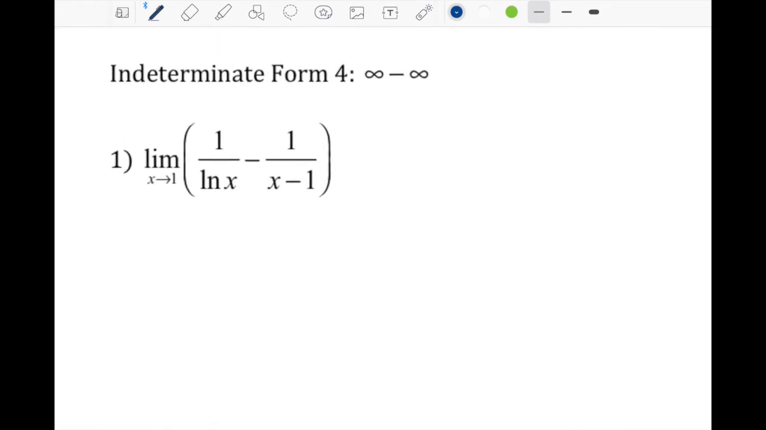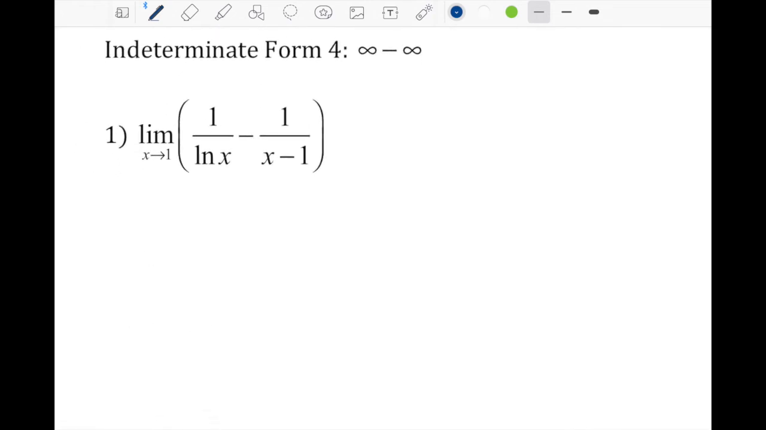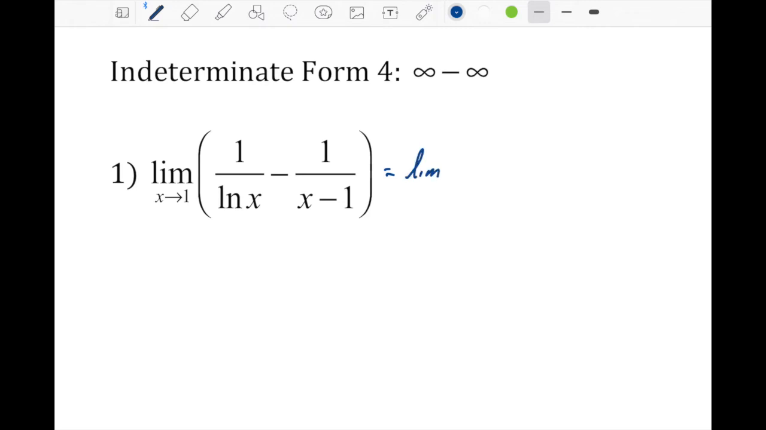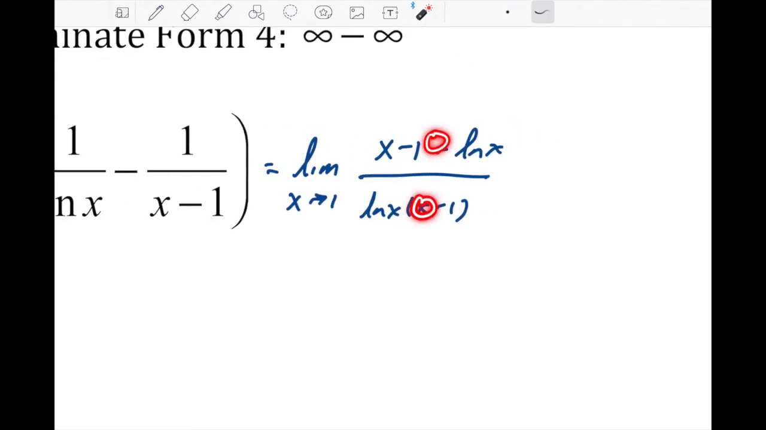Next type, infinity minus infinity. Oh no, which one's bigger? Are they comparable? Here we've got 1 over the natural log of x, so 1 over the natural log of 1 would be 1 over 0, that's infinity. 1 over that would be infinity, subtract infinity. In this case, let's get a common denominator. This is limit as x approaches 1. Common denominator, we'll turn this into x subtract 1, subtract natural log of x, all over natural log of x times x subtract 1. If we check, plugging in 1, we have 0 divided by 0. We've turned it into indeterminate form number 1.